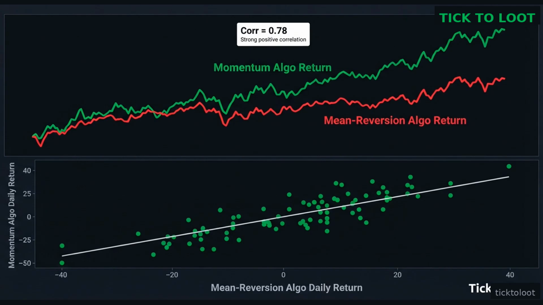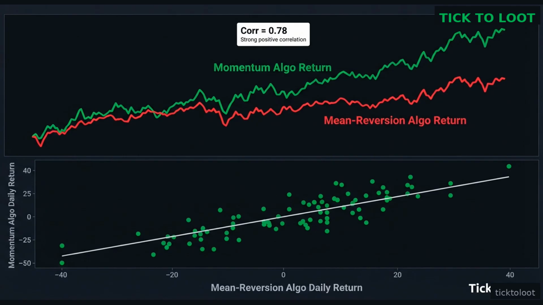Below the line chart, we add a scatter plot. Each dot represents one day's pair of returns, with the horizontal axis for the momentum algo and the vertical axis for the mean reversion algo. If the dots cluster along an upward sloping line, that visual cue confirms the positive correlation. The tighter the cluster, the stronger the relationship. By looking at both the line chart and the scatter plot, you can instantly see whether the two bots are dancing together or stepping on each other's toes.